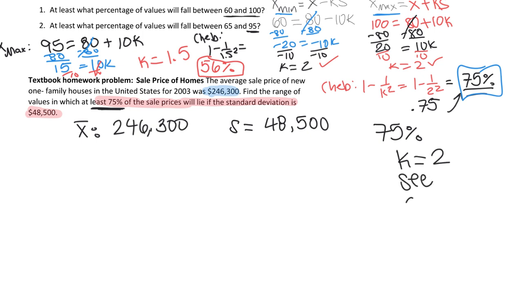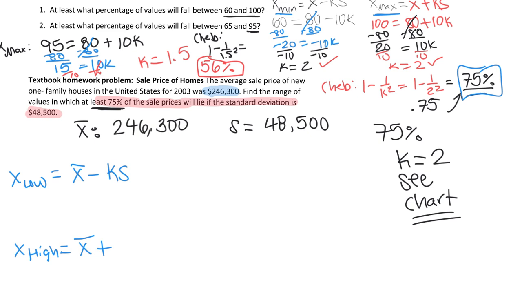I'm going to put see chart if needed. All right, so if they ask for 75%, you should be thinking 2. All right, cool. So I'm going to find the low, or the min. I'll put low this time since I've been using min and max a lot. And I'm going to find the high. And I'm just going to use that same formula over and over again. So it's going to be the average minus ks, and the average plus ks. I want to give you a moment to try to find those two values using this information. Remember, k is equal to 2.